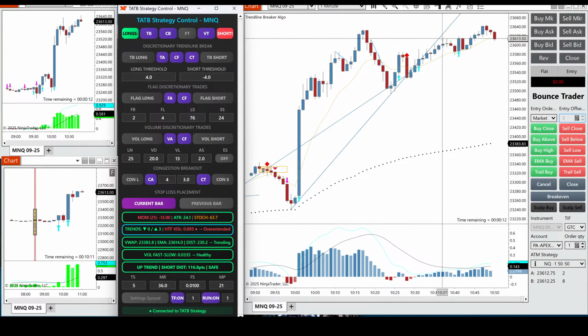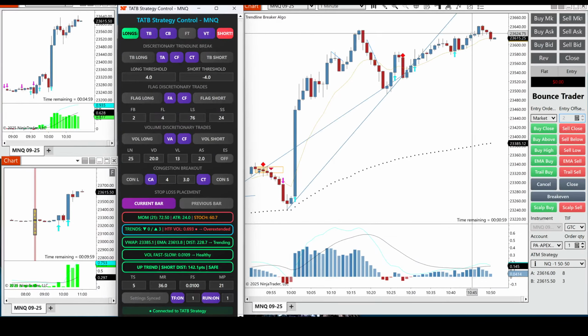I see. So this was a good setup. Like I said, I only moved it to break even. That's why this would have been a good trade.